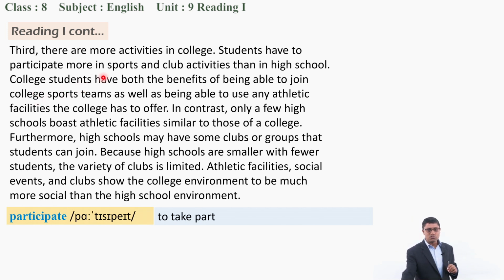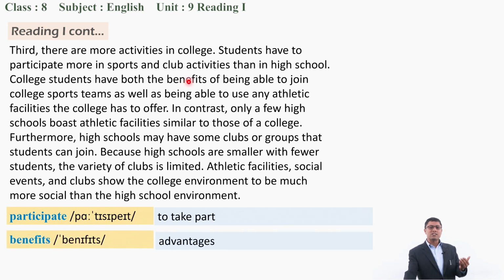school. College students have both the benefits of being able to join college sports teams as well as being able to use any athletic facilities the college has to offer. So, do you know the word benefits? Very good. This means advantages. So, college students get more advantages of sports teams as well as athletic facilities given in the college. In contrast, only a few high schools boast athletic facilities similar to those of a college. And not in all high schools, only in very few high schools, there are athletic facilities, but less than in a college.